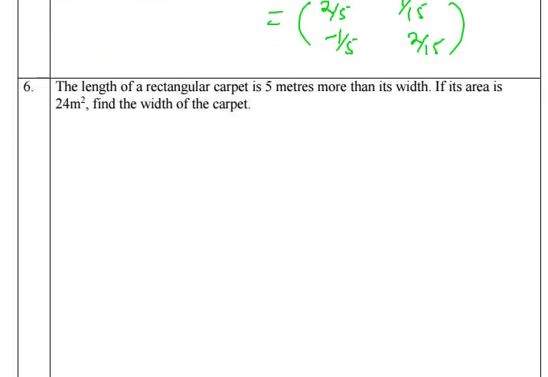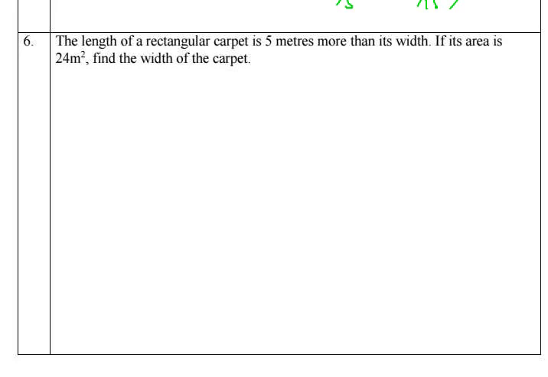Okay, nice. Let's move to question 6. Question 6 talks about a rectangular carpet. If I may sketch it here, something like this. The length of a rectangular carpet is 5 meters more than its width. If its area is 24 meters squared, find the width of the carpet.